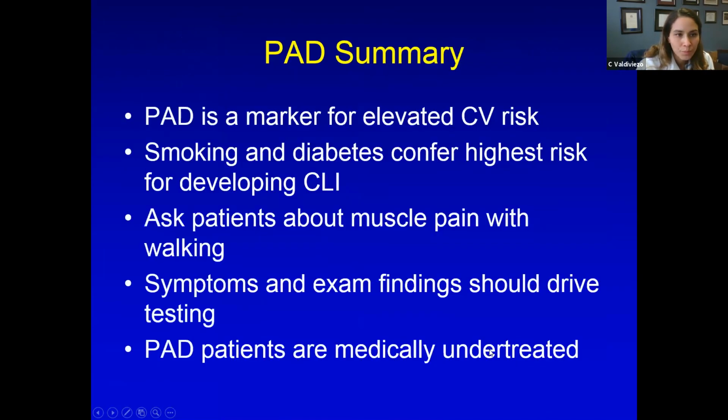So in summary, peripheral artery disease is a marker of elevated cardiovascular risk, and smoking and diabetes confer the highest risk for developing intermittent claudication or peripheral artery disease. Ask patients about muscle pain with walking, and symptoms and exam findings should drive testing. PAD patients are medically undertreated and also underdetected because in general, we don't do a good enough job to really screen our patients for PAD. So we need to screen more, detect it more, and treat them better.